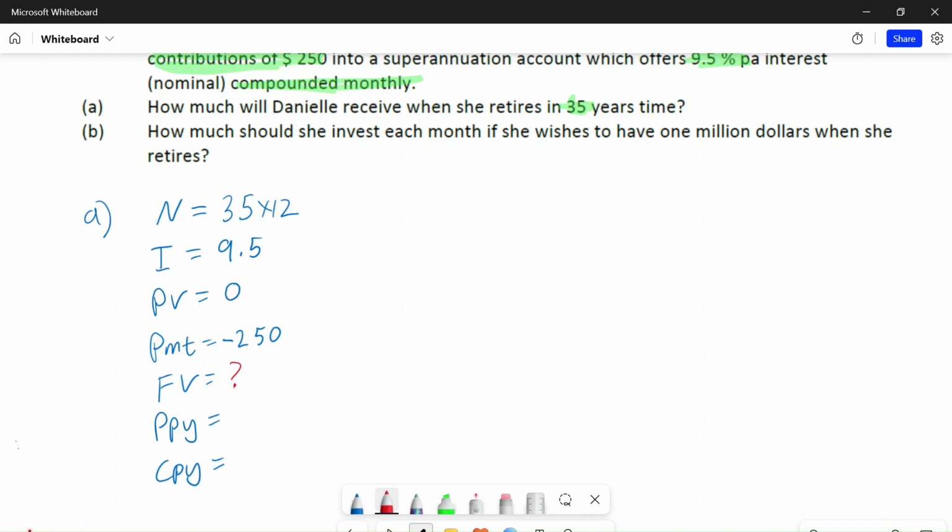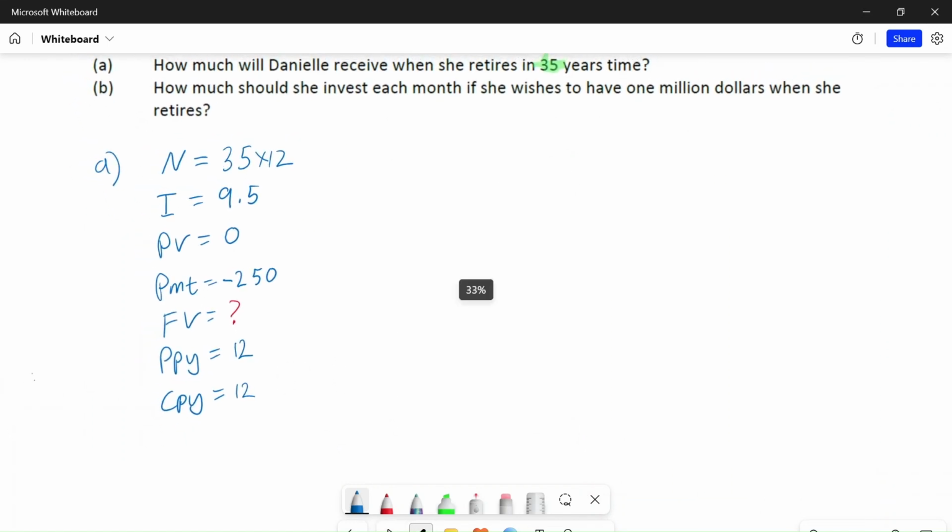Okay, now PPY and CPY. The payments are monthly, so payments per year will be 12. And this compounds monthly, so that's also 12. Also very important when we use the solver is to detail when payments are occurring, which they are in this case. And in annuities in advance questions, we always consider that the payment comes at the beginning of the period. So we need to select begin at the bottom here. Very important that we consider that part of the calculator solver.